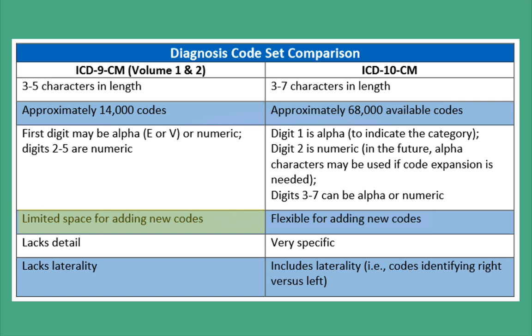ICD-9 has limited space for adding new codes. ICD-10 is flexible, giving space for adding new codes. ICD-9 lacks detail. ICD-10 is very specific. And finally, ICD-9 lacks laterality, while ICD-10 includes laterality, which are codes to identify such things as left or right. We'll give you a moment to review the diagnostic code set comparison one more time.